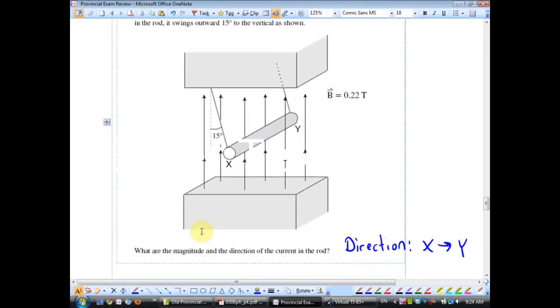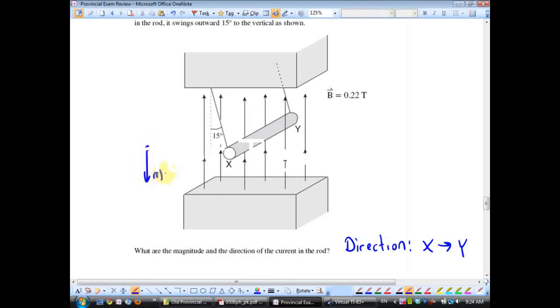Anytime they give you something hanging at an angle, do a free body diagram. So here's my mass. What are the forces acting on it? Get the obvious ones. Gravity. Tension. And I guess the magnetic force is exactly to the right.